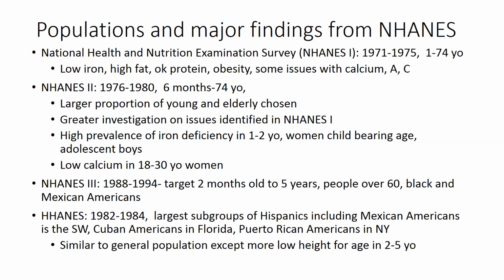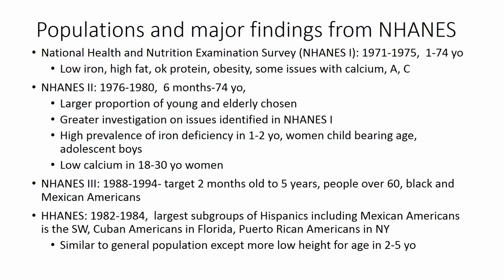Sometimes iron is harder for them to get. Women of childbearing age, so think about a woman who is menstruating, losing blood every month, which will compromise her iron status, and adolescent boys who are having their growth spurts. We also discovered during NHANES 2 that women who are accruing their peak bone mass are not getting enough calcium.